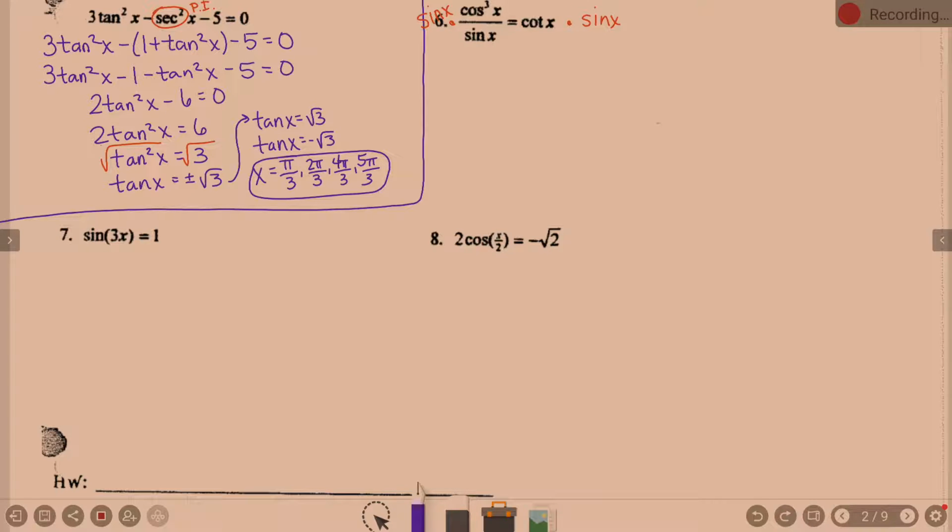Now on the left, when there's a sine x in the denominator, multiplying by sine x, the sine x's will cancel, and we're going to have the cosine cubed x. On the right, cotangent x times sine x is just going to be cotangent x sine x. So we can do that because it's an equation. We can't do that when it was an expression, but because it's an equation, we can multiply both sides.